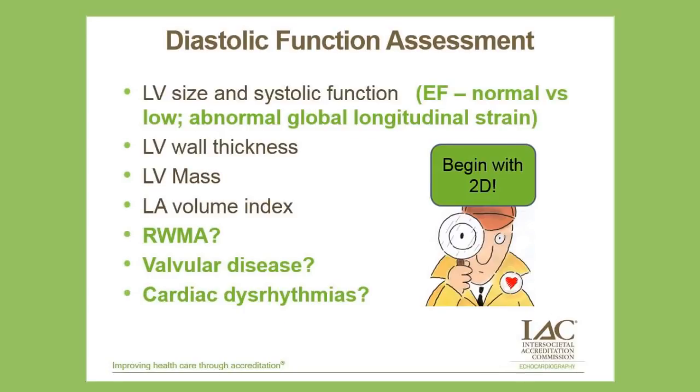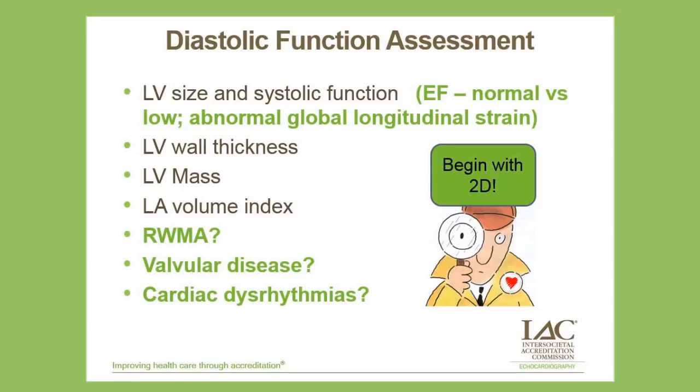So the first thing that I tend to do is begin with two-dimensional echo. Look at the LV size and the systolic function. It's important to note whether the ejection fraction is normal or abnormal, because there are different parameters that we will look at in those situations. And it's also important to know if there's abnormal global longitudinal strain, because that is a part of LV systolic function. And if you have abnormal LV systolic function, you are not going to find normal diastolic function.